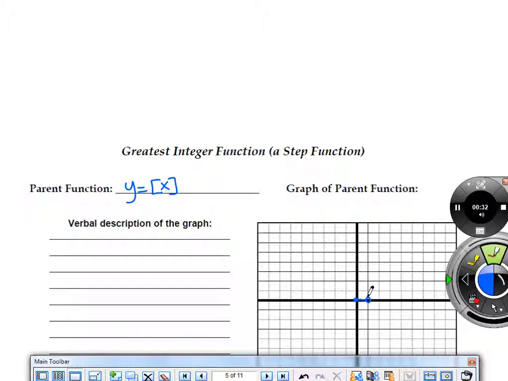the parent function. What we wrote down was that they look like steps, that the vertex or the starting point was at 0, 0, and then once we started, we drew the step to the right with the open endpoint. And then we made a note that all of our steps were 1 unit long and 1 unit apart vertically.